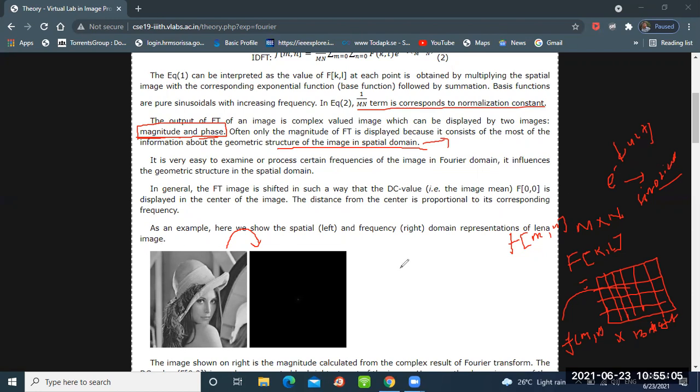As we know, the image is basically represented by the origin, (0,0). Whenever you perform the Fourier transformation, this mean value is shifted to the center of the image. So when you perform the FFT, the mean value at (0,0) is shifted to the center, and the rest of the frequencies are just the distance from the center, which is proportional to your basic frequency.